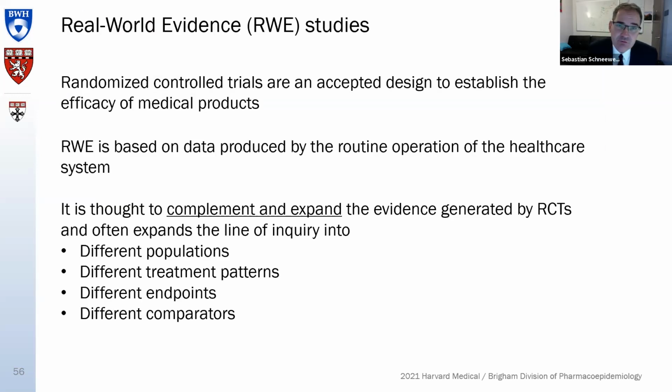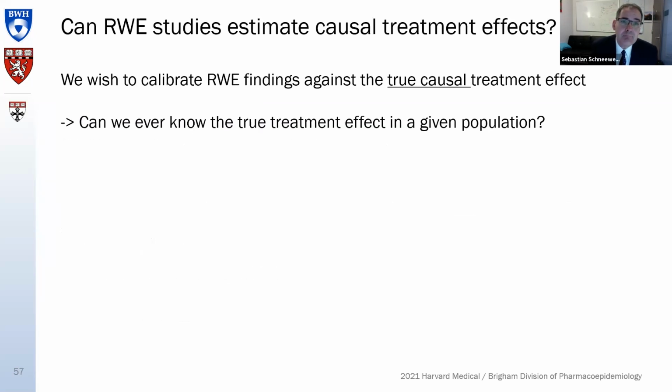It was mentioned already this afternoon that we see real-world evidence, based on clinical practice data, as complementing evidence derived from randomized controlled trials, and expanding on the evidence generated through randomized studies into different populations, into different treatment patterns, co-medication patterns, treatment strategies, different endpoints, different comparators. So it is not either randomized or real-world evidence, it is the complementation that they bring to each other.